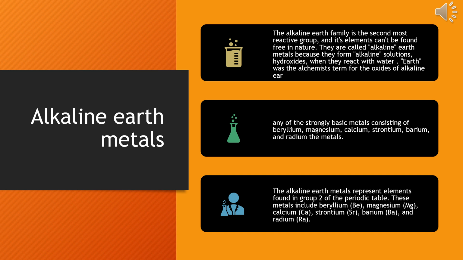The alkaline earth metals represent elements found in group 2 of the periodic table. These metals include beryllium, Be, magnesium, Mg, calcium, Ca, strontium, Sr, barium, Ba, and radium, Ra.